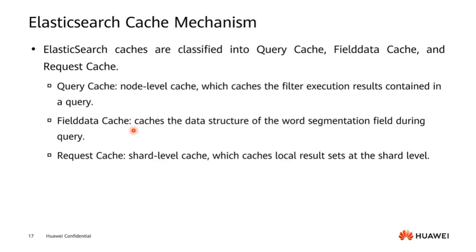Thirdly, request cache. Currently, only requests whose size is 0 are cached. Therefore, hits.total, aggregations, and suggestions are cached instead of hits. Request cache is very intelligent and ensures that the query results are consistent with the non-cached query results in near real-time search. By default, request cache is disabled. You need to enable it.